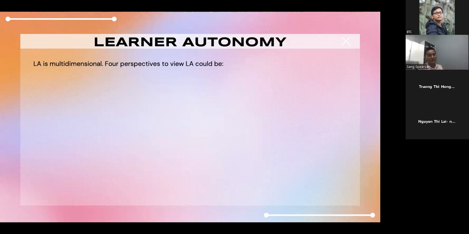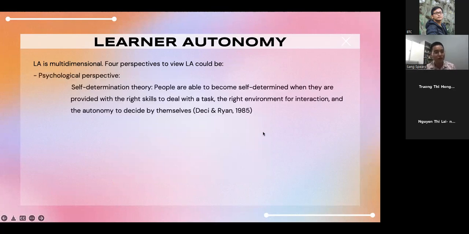Learner autonomy is a multi-dimensional term. Four perspectives through research have been used to view learner autonomy. The first one is the psychological perspective. When we talk about psychology, we talk about the learner's belief, their reflection on their own learning, or their awareness of their own learning. This is very well posited in the self-determination theory by Deci and Ryan in 1985.